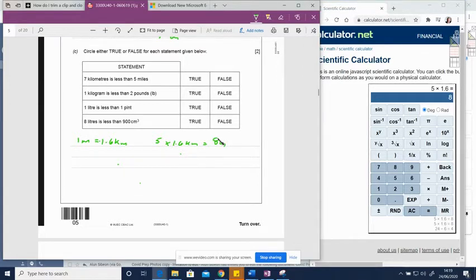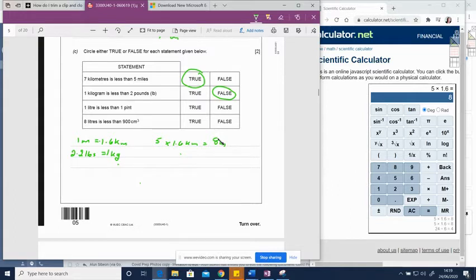So the statement 7 kilometres is less than 5 miles is actually true. 1 kilogram is less than 2.2 pounds. Well, 2.2 pounds, I know, is equal to 1 kilogram. You have to learn these conversions. So 1 kilogram is less than 2 pounds is false, because 1 kilogram is actually 2.2 pounds.